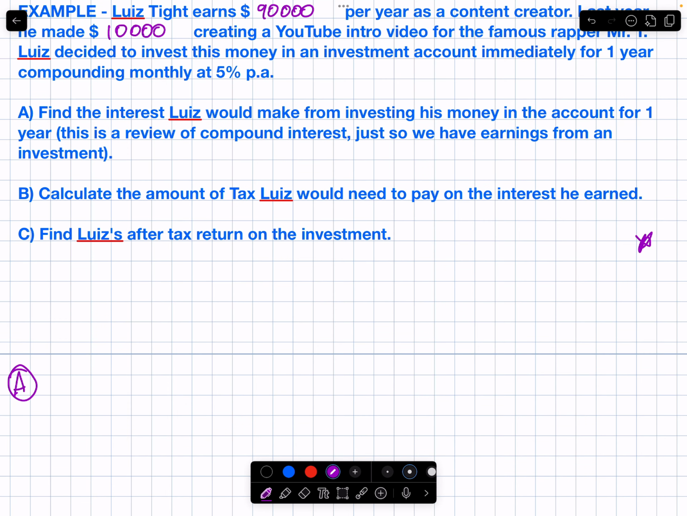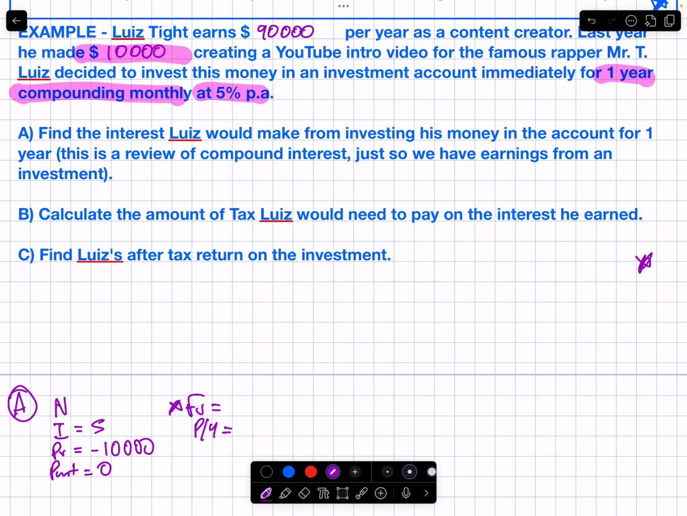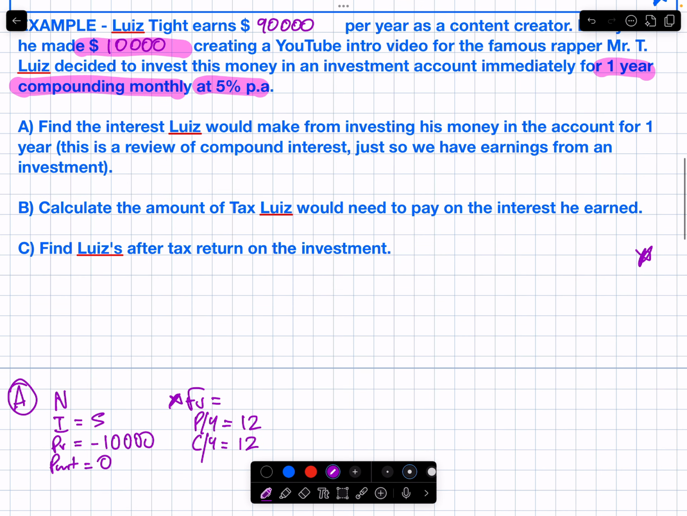Okay, so compound interest, I'm going to use TVM solver, N, I, the interest rate, 5%, compounding monthly. He put 10 grand in the account for 1 year. I is going to be 5. PV, he put 10 grand in, so it's going to be negative 10,000. PMT is nothing. We're going to solve for FV to see what the account grows to. PY and CY, because it's compounding monthly, are both going to be 12. He's putting it away for 1 year.